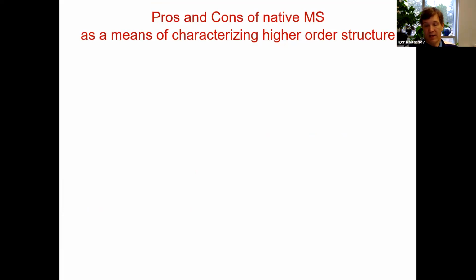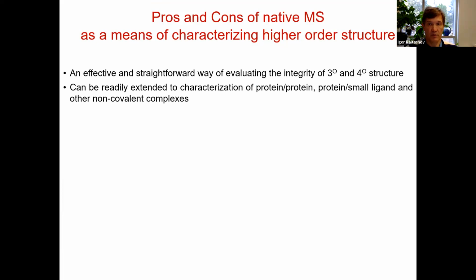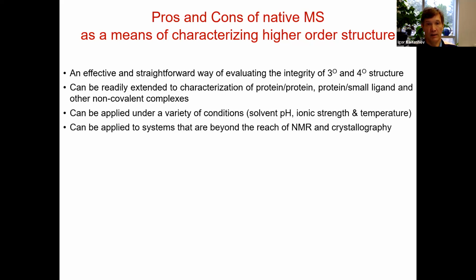So just a few examples that I gave you today. I hope I already mentioned pros and cons. It's very easy to use, a very straightforward way to get answers to many important questions related to protein higher order structure. But let me skip that.